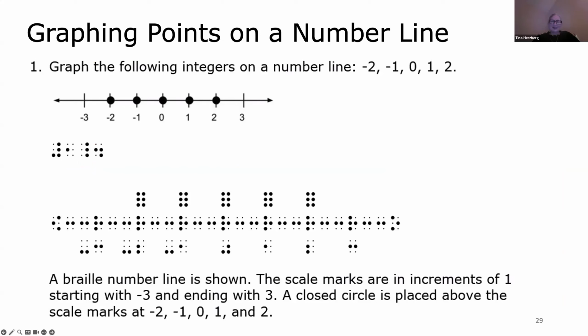So the next slide is a little bit about graphing points on a number line. And so what it says is graph the following integers on a number line: -2, -1, 0, 1, and 2. And so what happens is that would be the instructions for the students, and then the students would actually create it. So what we have here is the answer key or the symbol of what the answer key would look like. And so once again, that way you would have all the answers along the way.